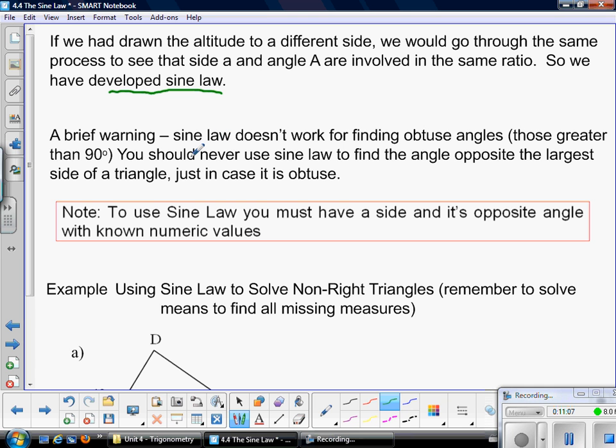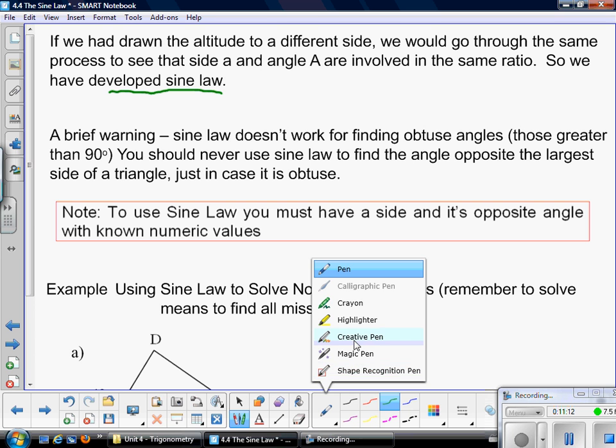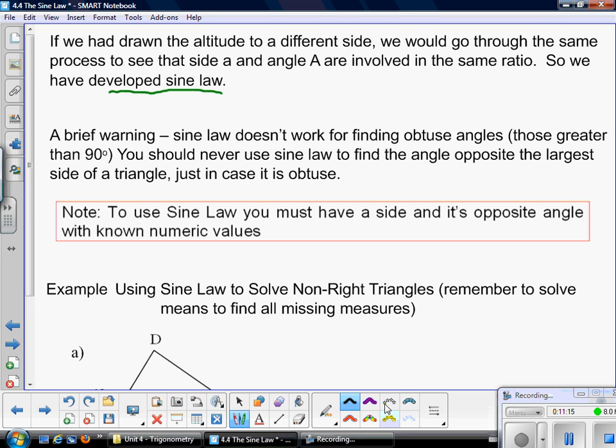So now, just a little brief warning. I'm just going to bring up my star. The problem here is that it doesn't work for obtuse angles. So it only works for acute angles, so only for triangles where all the angles are less than 90 degrees.